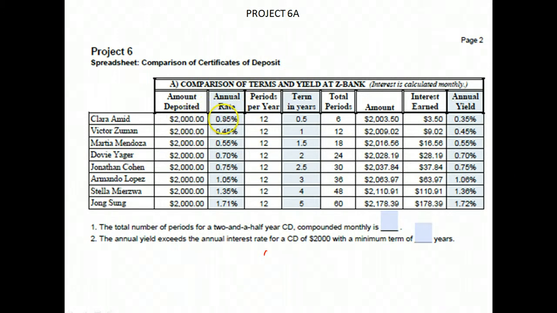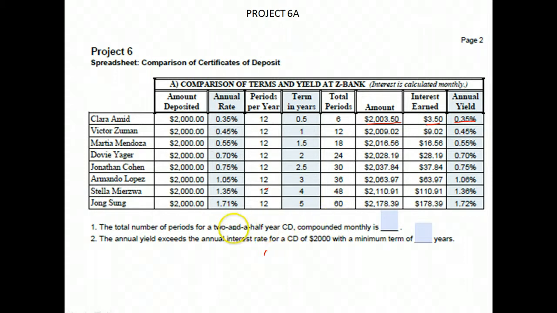So it tells you the amount deposited, the annual rate, the number of periods per year, the term. Okay, so how long did it last? This one was just for 6 months or half a year, which was 6 times, it's monthly. The amount you would have, the amount of interest, and what the annual yield would be. But again, they filled all of this information out for you. You just have to answer these 2 questions down here.